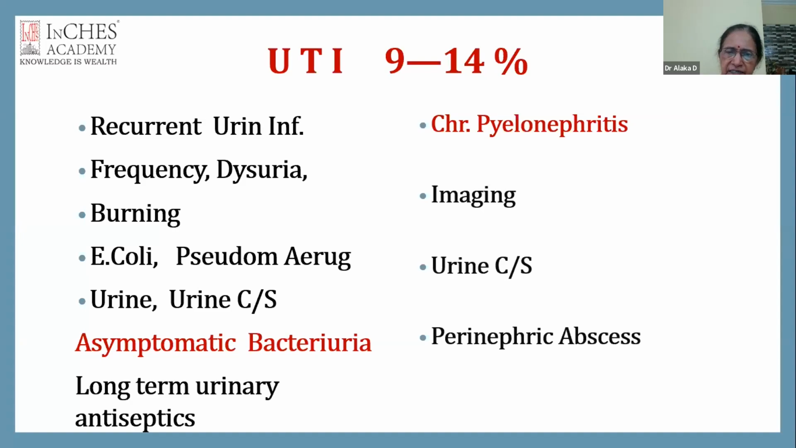Chronic pyelonephritis, again do imaging, sonography, find out whether the kidneys are shrunken. Urine culture and sensitivity is a must for these patients, and depending on the sensitivity we will use the antibiotic. And then another common complication that we see in diabetics is perinephric abscess, for which we will need the surgeon's help.